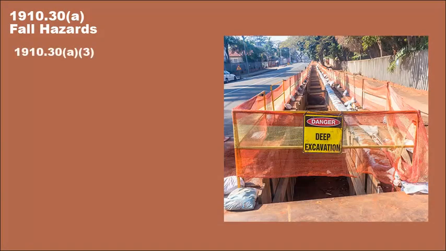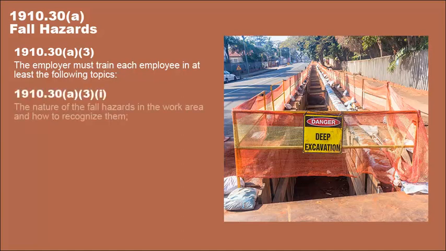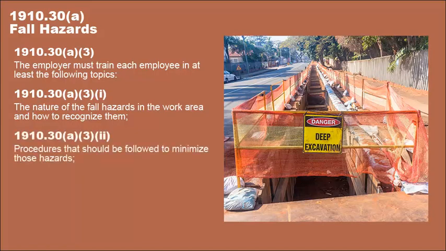Under Section (a)(3), each employee must be trained in the following topics, as well as others deemed applicable by the employer. (a)(3)(i), the nature of the fall hazards the employee will face and any indicators that will help the employee recognize them. (a)(3)(ii) are procedures that should be followed to minimize those hazards.